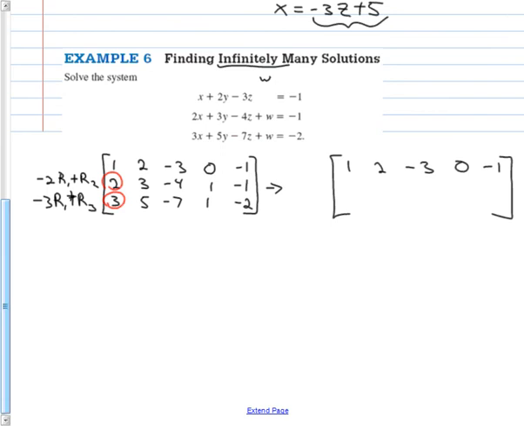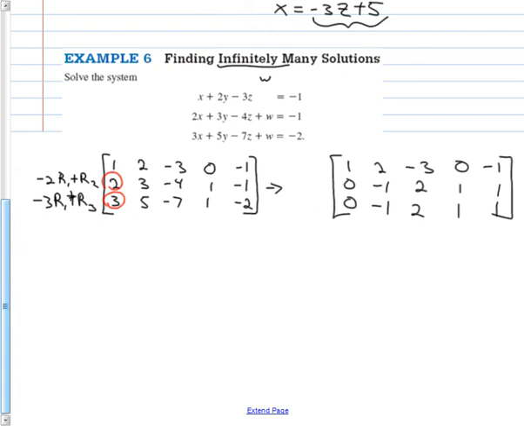All right, what are we doing? Negative 2 times the first. Negative 2 plus 2, 0. Negative 4 plus 3, negative 1. 6 minus 4, well, 0 plus 1 is 1. 2 minus 1, 1. Now negative 3 times the first row. Negative 3 plus 3, 0. Negative 6 plus 5, 9 minus 7. Well, 0 plus 1, 1. Then what do we have? 3 minus 2, 1.